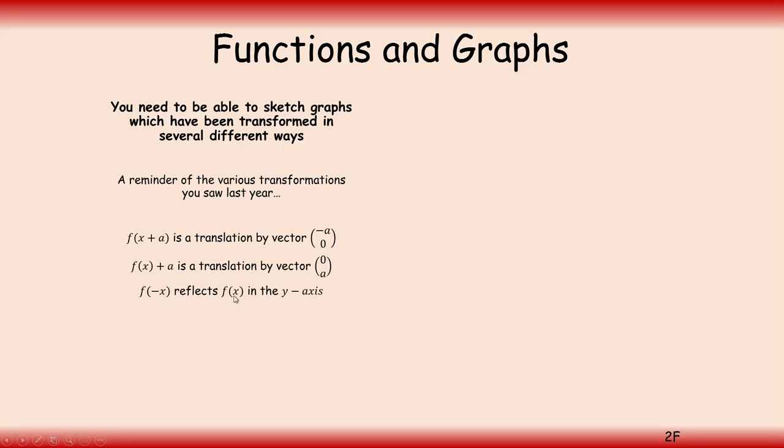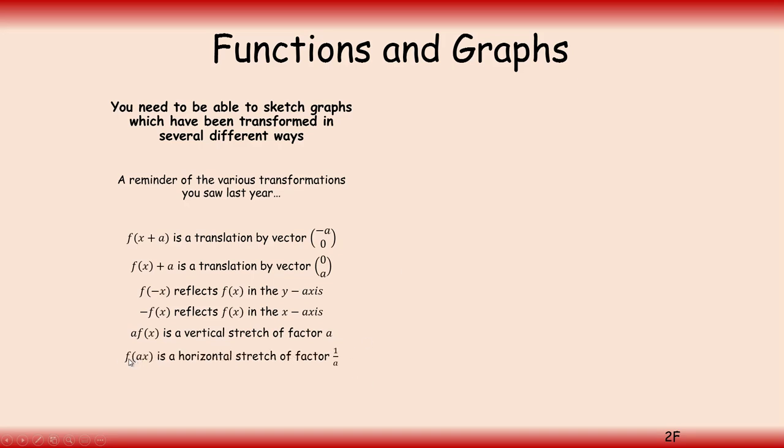f(-x) reflects the function in the y-axis. When we've got the negative outside the function, it reflects it in the x-axis. When you multiply by a factor, this is a vertical stretch, so it affects the y value. And when you put the factor within the function, it's a horizontal stretch. And again, counterintuitive, instead of multiplying it, it's 1 over that factor. Good, make some notes of those as a reminder and hit pause, and when you're ready we'll look at an example.